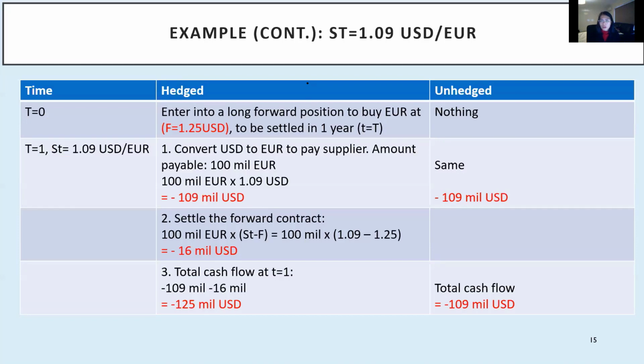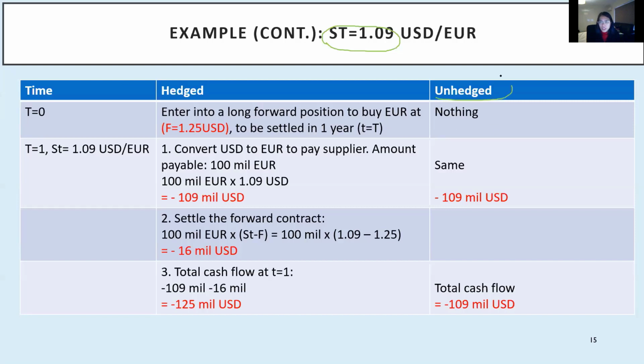Okay. So let's look at the first scenario when our spot exchange rate is lower than the forward rate. So in this case, my spot exchange rate in the future is 1.09. So in the future, when I go to the spot exchange market and I want to buy 100 million euros, I'm going to pay 1.09 USD for each euro.